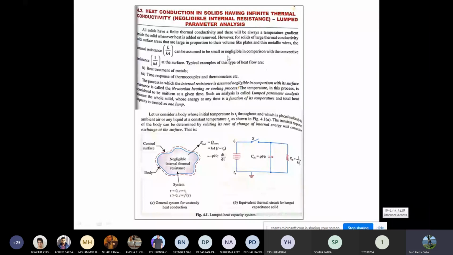So what happens is that their internal resistance, that is L by K, is very small compared to the convective resistance. A typical example is a thermocouple wire, or heat treatment of metal. The process by which this internal resistance is assumed negligible in comparison to the surface resistance is called Newtonian heating and cooling. So this is a new terminology you are hearing. Any body or any solid whose internal resistance is small compared to the convective resistance.